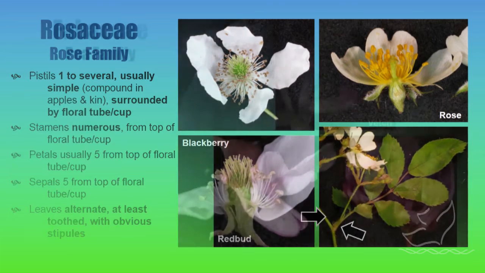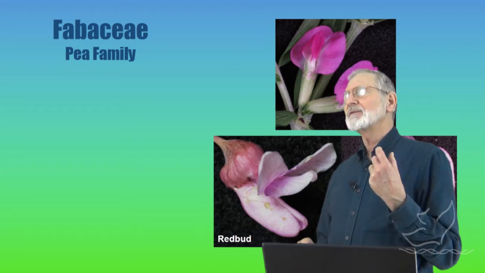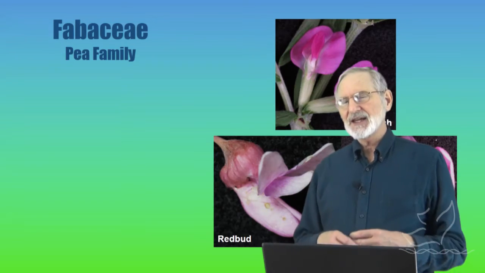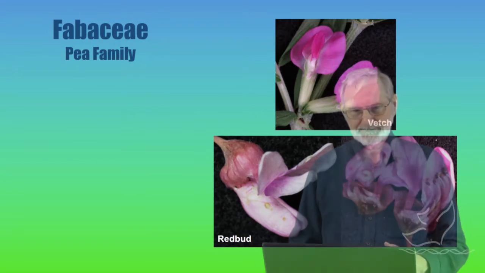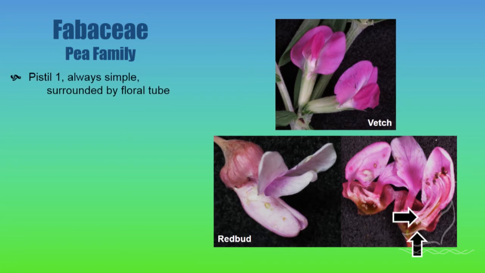Next is the pea or bean family, the Fabaceae. You may also hear the Fabaceae referred to by botanists as the Leguminosae. That's considered more or less an older term in Latin. Now, the pistil is always one, but in this case it is not compound, it's a simple pistil.